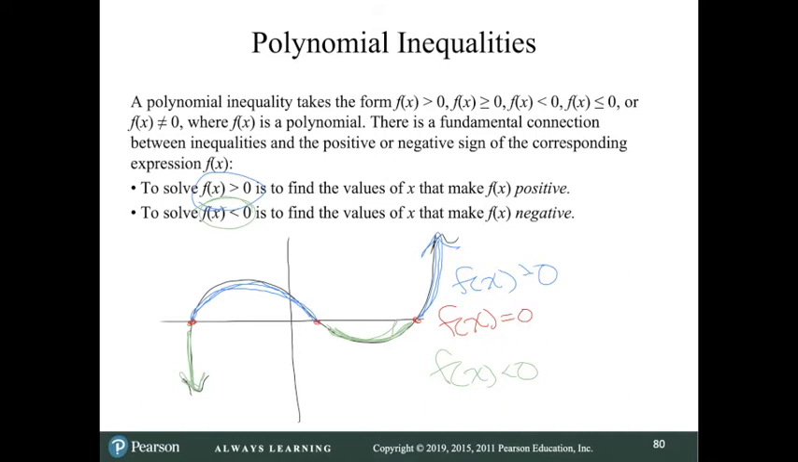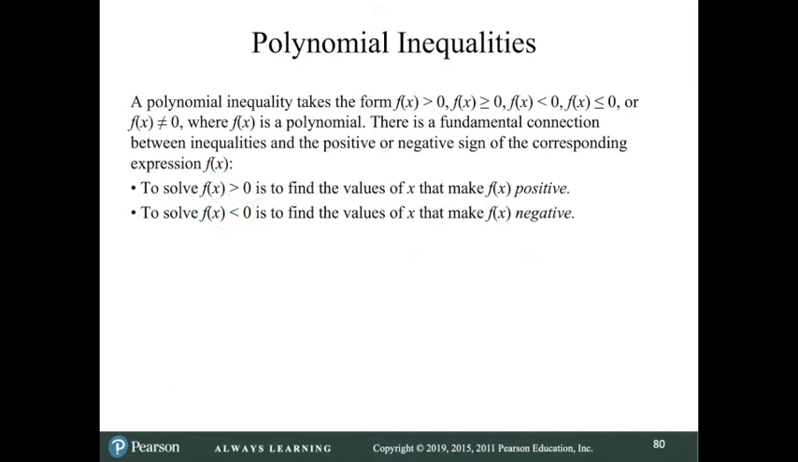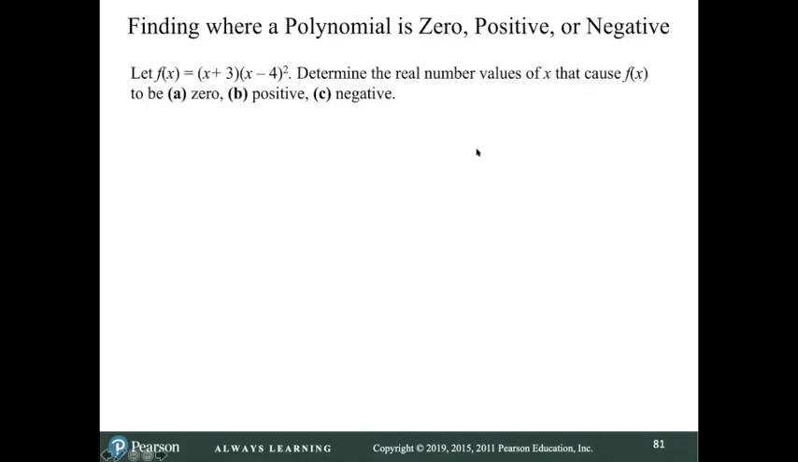Okay, so let's see if we can apply this. In this example, we have a function. This is a polynomial. It doesn't have a denominator, so this is a polynomial. And we want to know the real values of x that cause f of x to be 0, positive, and negative. Those are our only options. In this case, we're not looking at anything undefined because it's a polynomial, so we know that it's continuous over the entire domain. So let's start off with looking at when it will equal 0.